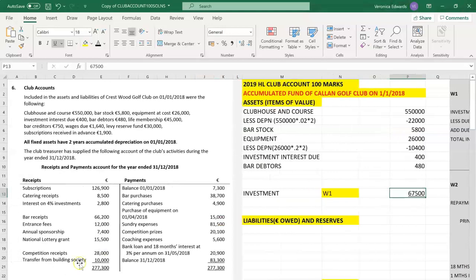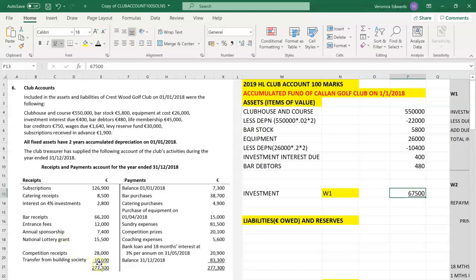Okay then, so we're going to keep looking here to see whether or not there are any hints to any other assets that might have been there at the beginning of the year. I'll stick with the receipts here for a minute. If you go down to the final receipt there, the transfer from the Building Society, it looks as if you must have had money in the Building Society and you closed that account and transferred it into cash here, into the receipts section of the receipts and payments account.